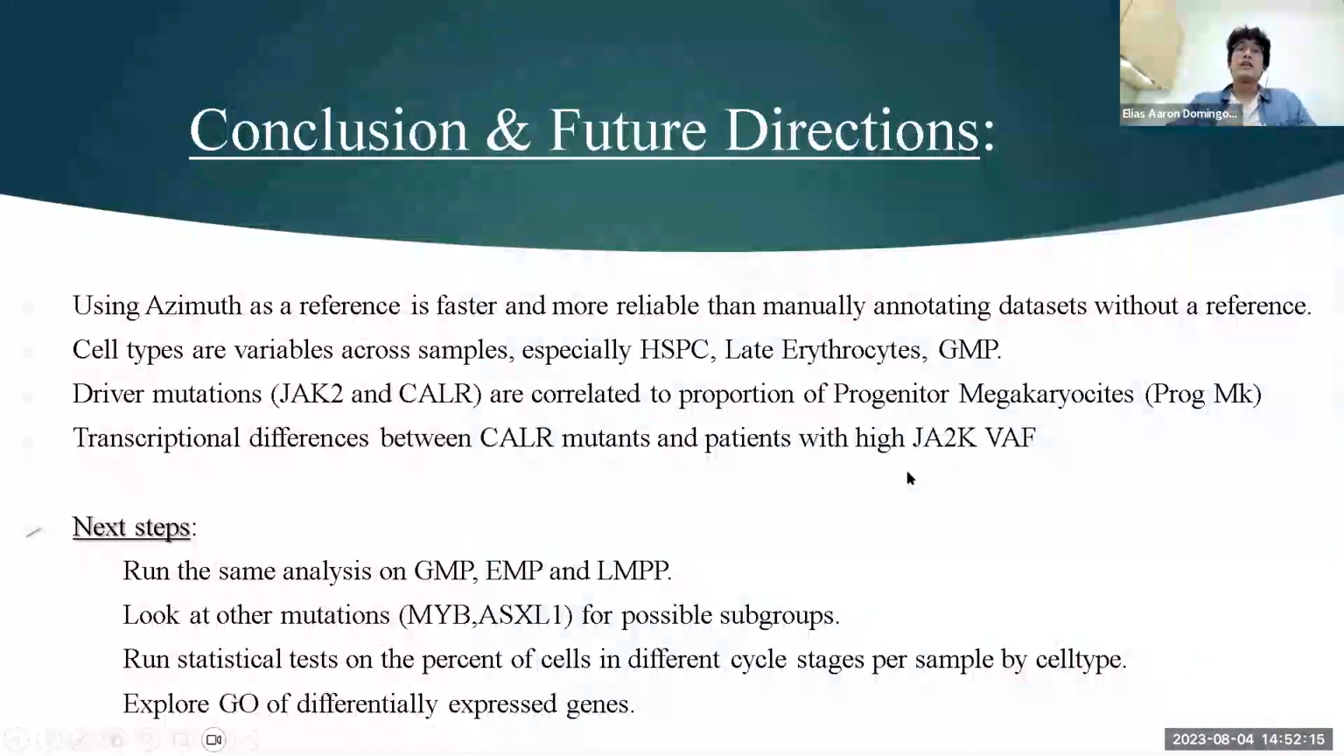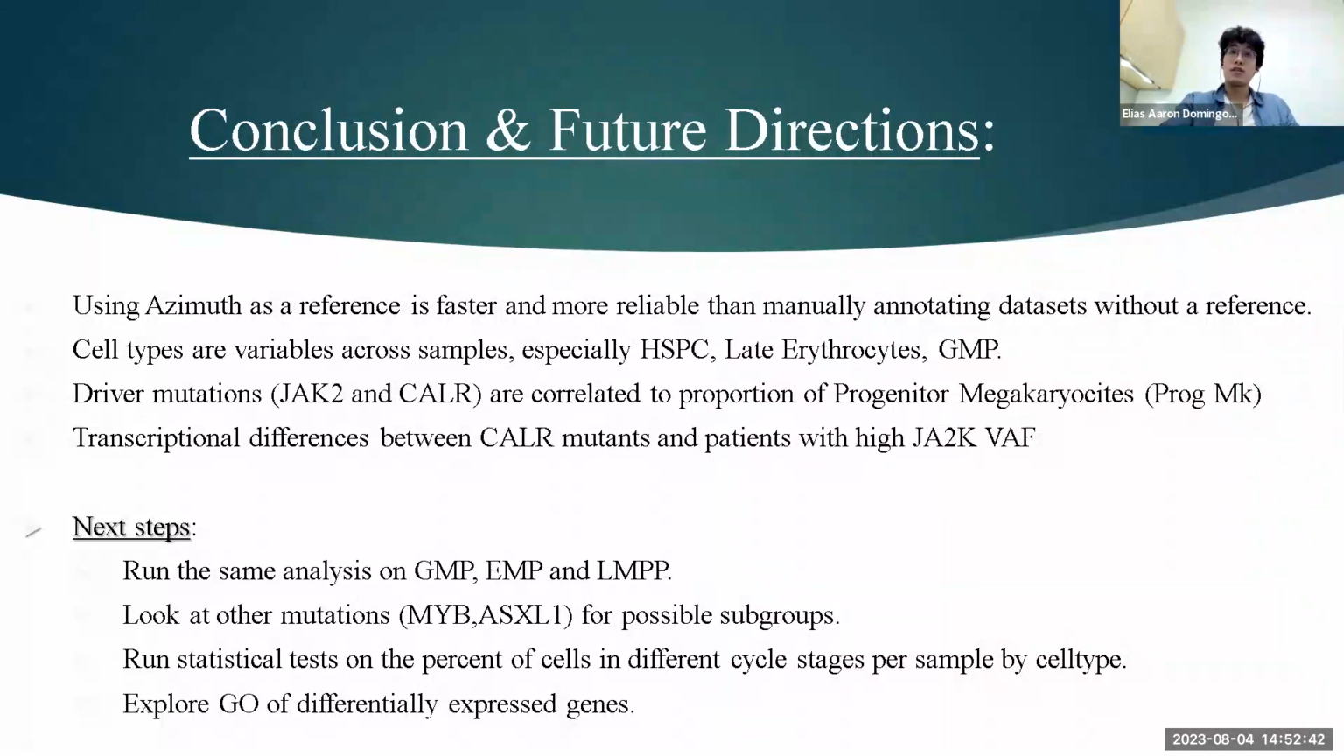We can also see that there were in fact transcriptional differences between CALR mutants and patients with a high JAK2 variant allele frequency. And in the future, we hope to run the same analysis on different cell types like GMPs, EMPs, ELMPPs, look at other mutations maybe, run more statistical tests of the cells in different cycle stages per sample by cell type, and explore the gene ontology of our differentially expressed genes.